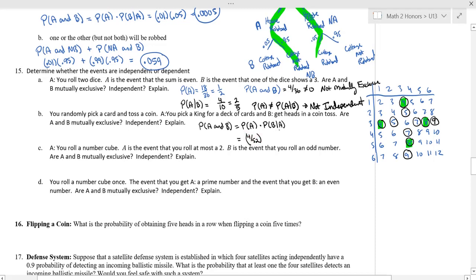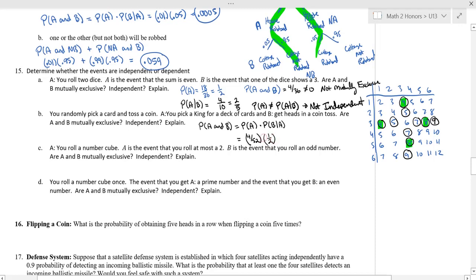And the probability of B given A. So that means you picked a king. So now you're going to toss this coin, and what's the probability that you're going to get heads in that coin toss? The probability of heads is the same whether or not you got the king, so it's going to be 1 out of 2.